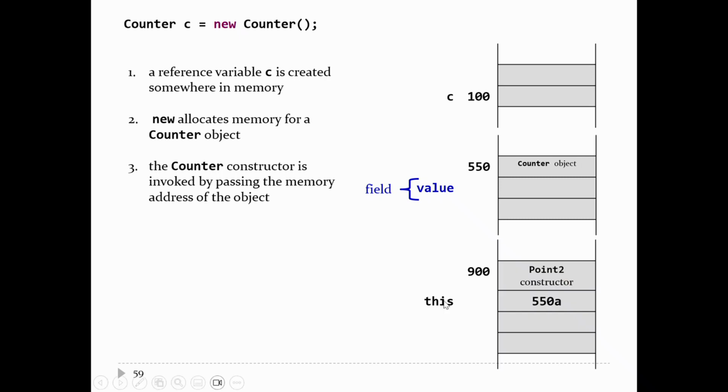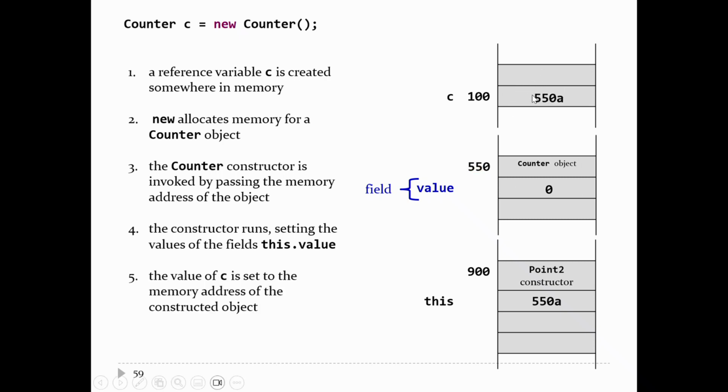So there's our constructor. One of its parameters is this, and it gets the value 550A. It does this dot value equals 0. So this, that object there, dot value, that field there, gets the value 0. The constructor finishes running, new finishes running, returns the address of the object back to the caller. And so that's what happens. That one line of code there causes a whole sequence of events to happen here. And there's actually a hidden sequence of events in step 3 that you'll learn about in a few weeks.